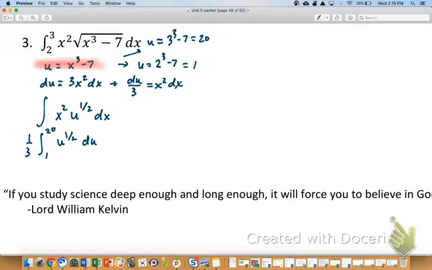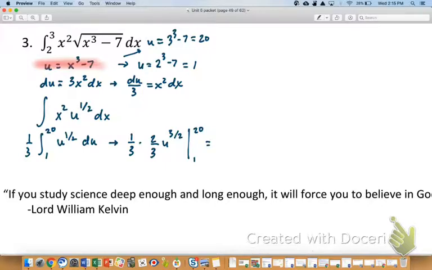Here's what I want you guys to think about. Now that I've converted all the way over to u's, it's almost like I just married the u's. I'm bonded with the u's. I'm stuck with them, right? No matter what, I'm not going to go back to the x's. So I'm just going to find my antiderivative, plug, subtract, done. Here's how this would look. 1/3 times 2/3 u to the 3/2, just a regular old antiderivative evaluated from 1 to 20.